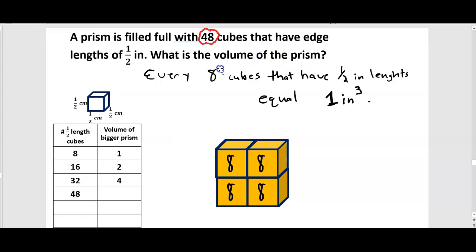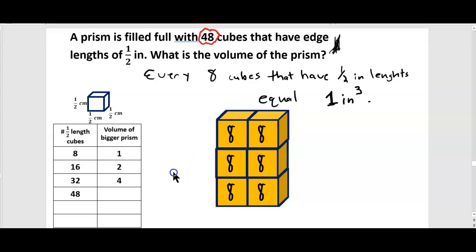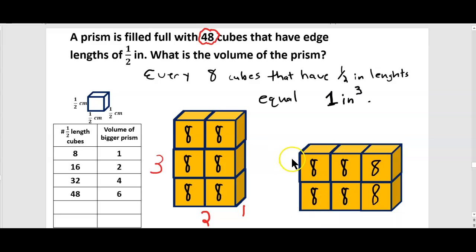Okay. What about 48? 8, 8, 8, 8, 8, 8. Is that 48? 8 times 6 is 48. Yeah, 6. So these dimensions, by the way, this would be a 3 by 2 by 1, right? Or you could also have a 2 by 3 by 1, and that's going to give you 48 little tiny cubes. So 6 big cubes, which are our unit length, 1 by 1 by 1.